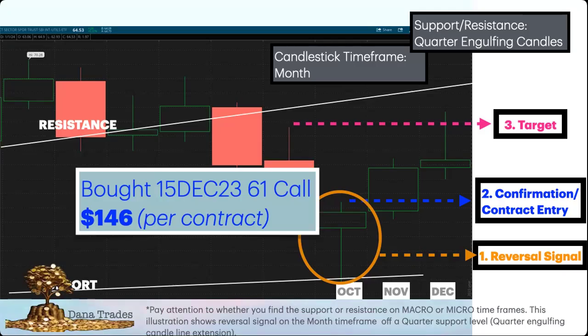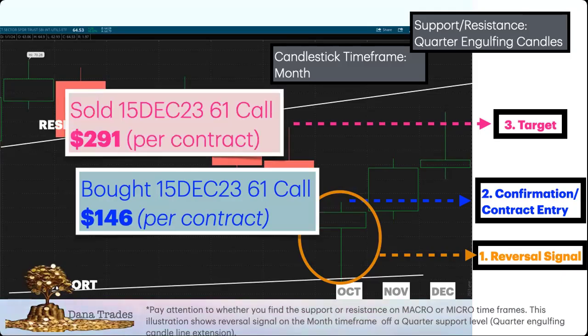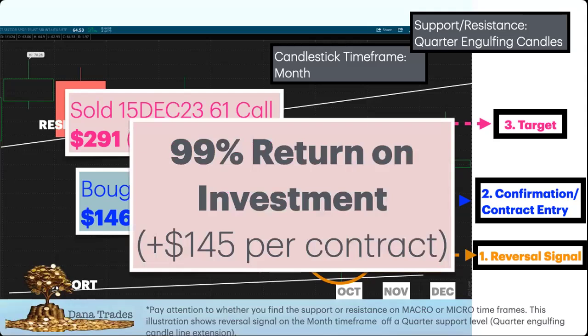Recall from Module 1 that predefining risk is a benefit of options trading. In December, XLU reached the first target high of the candlestick to the left of our signal. Since XLU reached that first target, I sold my contracts at the market price of approximately $291 per contract for about $145 profit, an increase of 99% return on investment before fees and taxes.